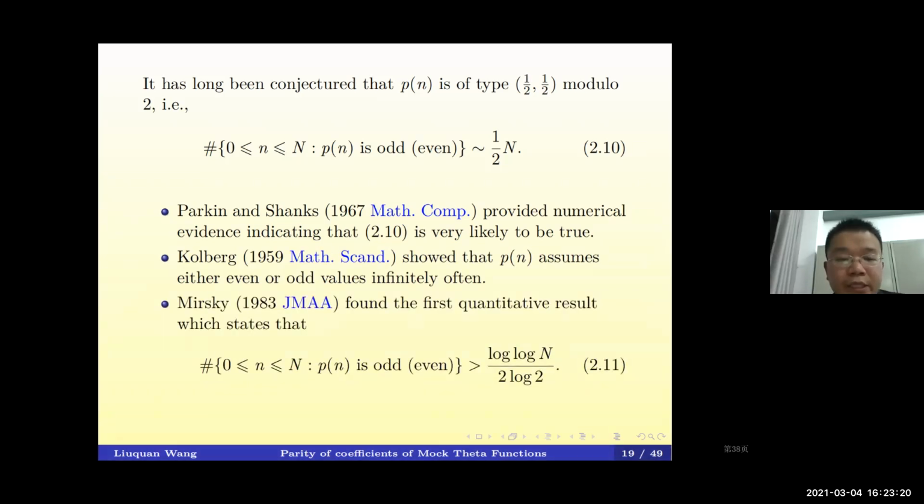In 1983, Mirsky found the first quantitative result, which gave a first estimate on the odd values and even values. He showed that when n is less than capital N, the number of odd values is greater than log n over 2 log 2. And this is the first quantitative result.